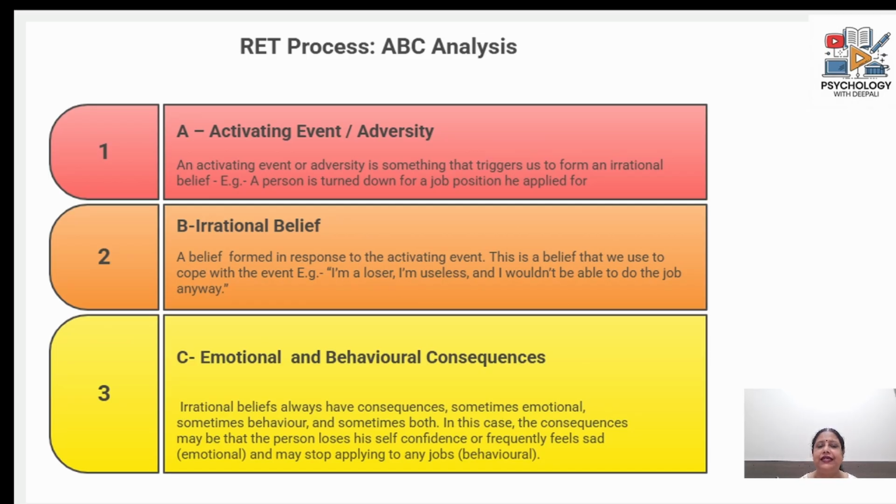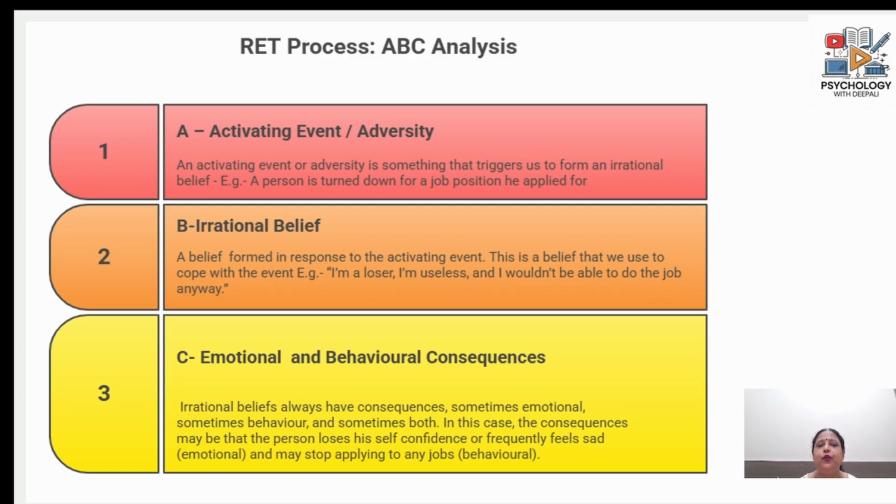So it could be, let us say, a person who has applied for a job, but he has been turned down. His application has been denied, and he doesn't get the position which he applied for. So this is the triggering event or the activating event, and it is a negative event according to this person. Then comes the B, which is the irrational belief. Now, this is a belief which is formed in response to the activating event.